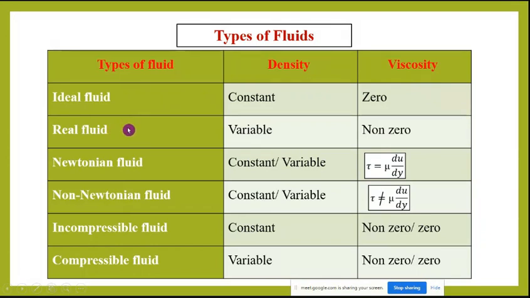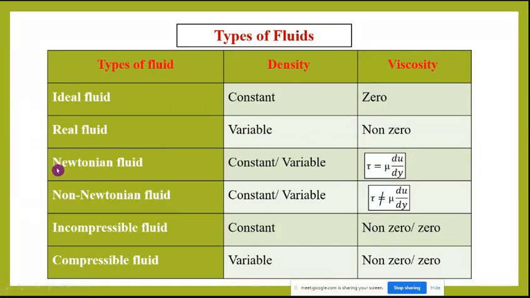For a real fluid, this one is actually a practical fluid. That means a fluid may have motion, or maybe it will not have motion. Here the density is variable, so the density will vary, and the viscosity is non-zero. That means there will be changes in the viscosity. It is not zero. You have actual values for these real fluids.